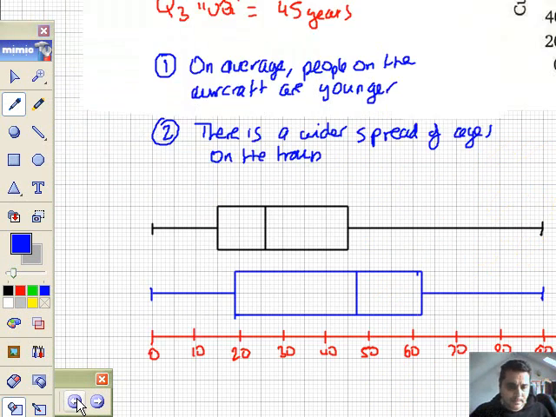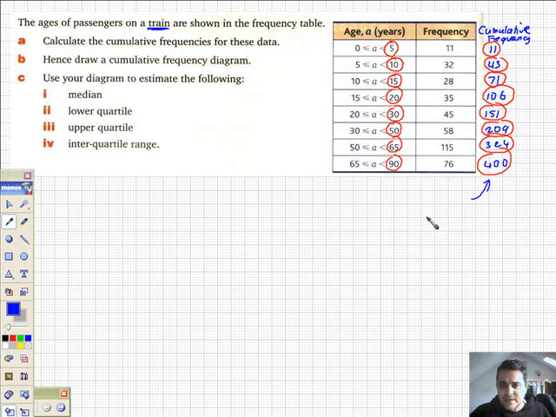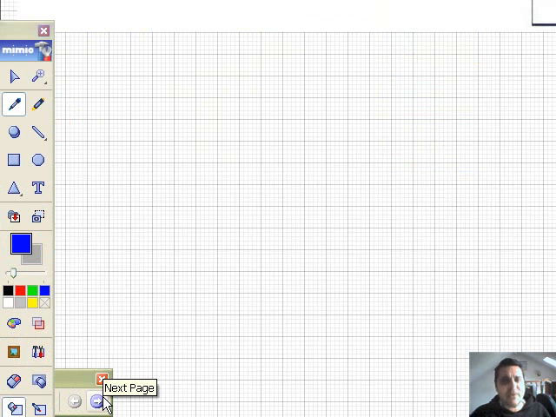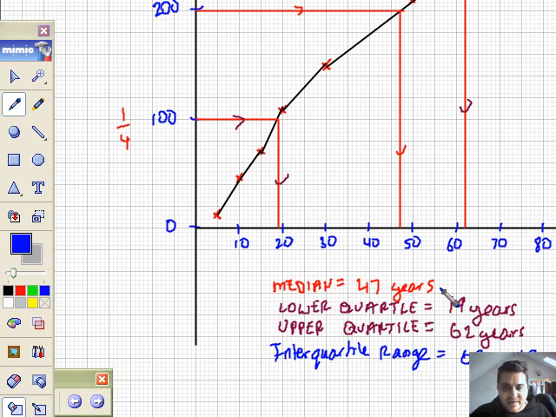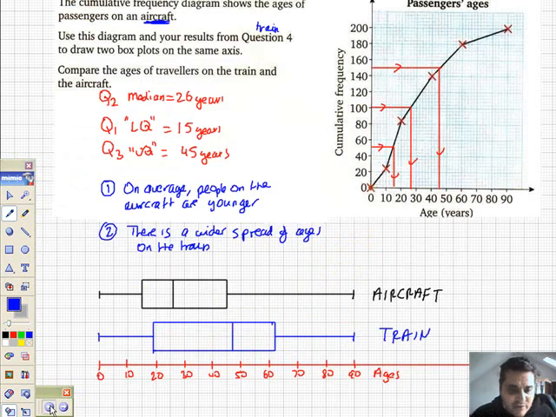Now, you may recall, all the way back from question 4, that the cumulative frequency is 400. Therefore, I've got 400 people to deal with. Now, if I've got 400 people on the train, that means the 200th person arranged from the youngest to the oldest, person number 200, or thereabouts, will show the median age. Now, if you look at question 4, I found that the median age was 47 years, but now I've got to find the 200th person here. Now, in which group is the 200th person?